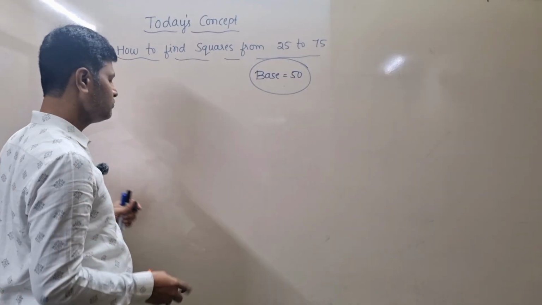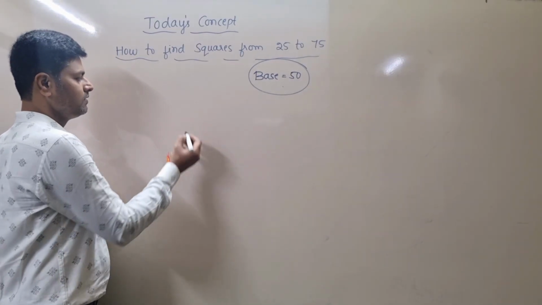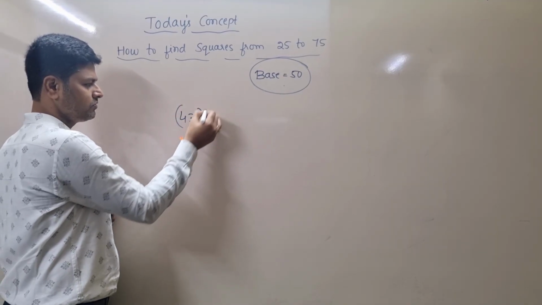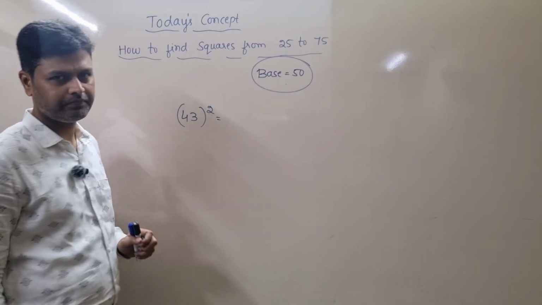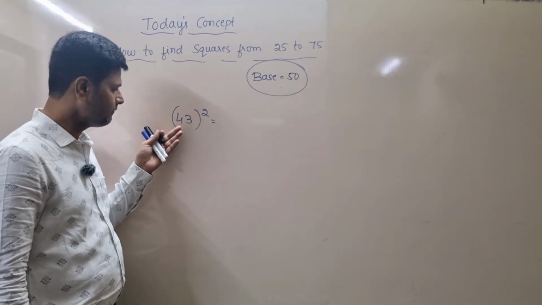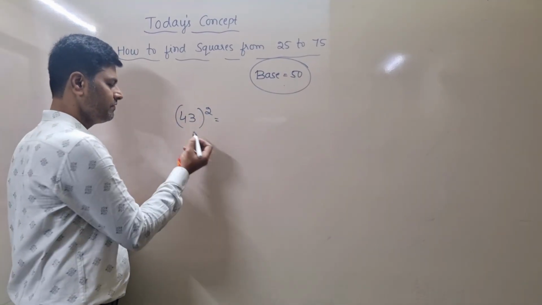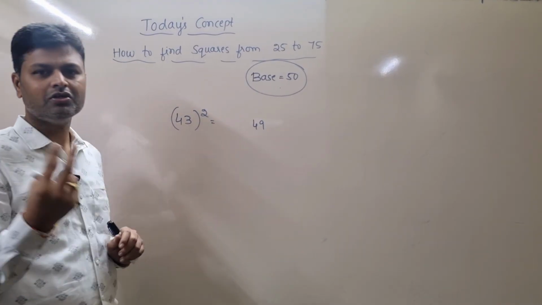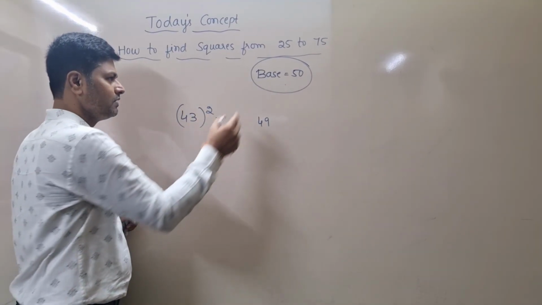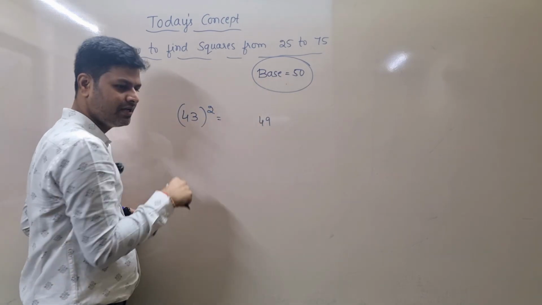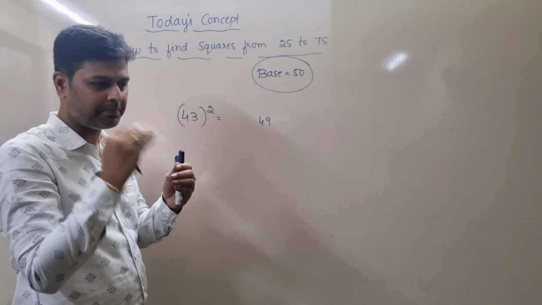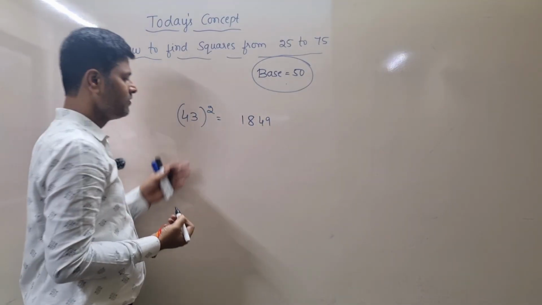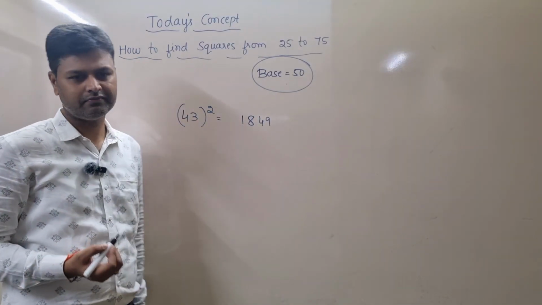Next we will go to some more examples. If I am talking about 43 square, compared to 50, 43 is 7 less. So 7 square is 49, but the condition is always we have to write a 2-digit number. Compared to 50, 43 is 7 less, so this 7 you subtract from 25. So 25 minus 7 is 18. So our answer is 43 square is 1849.